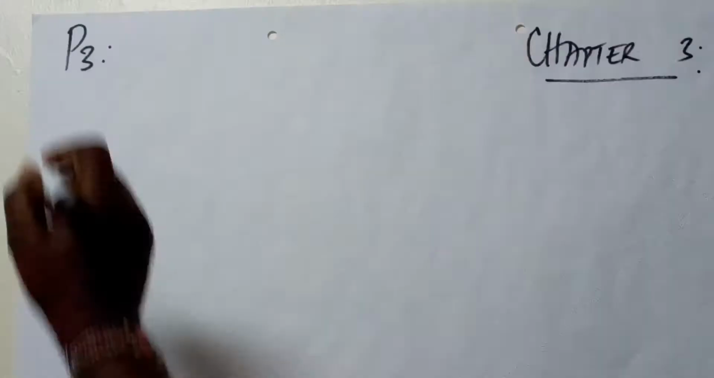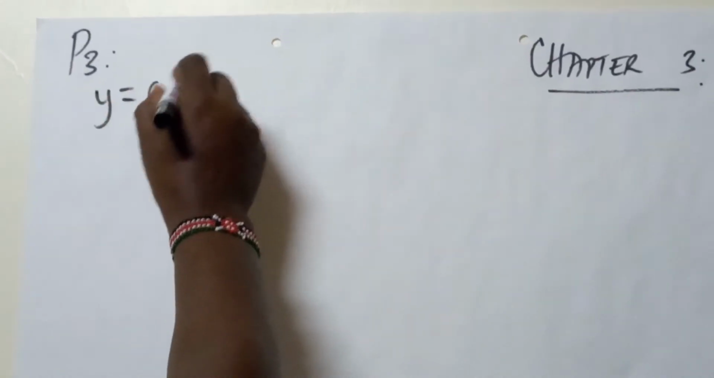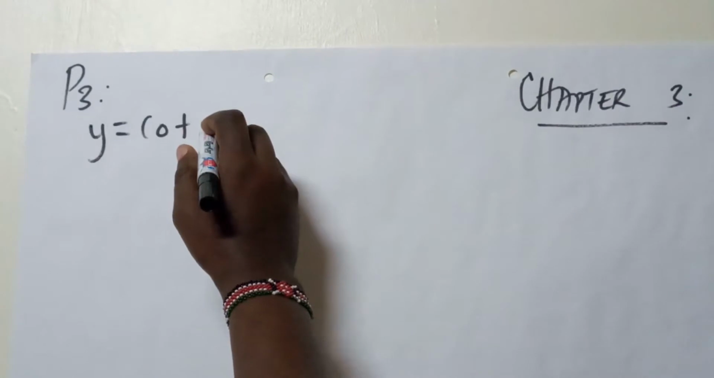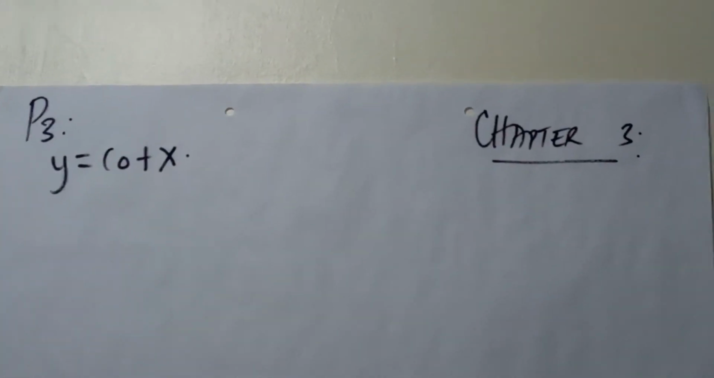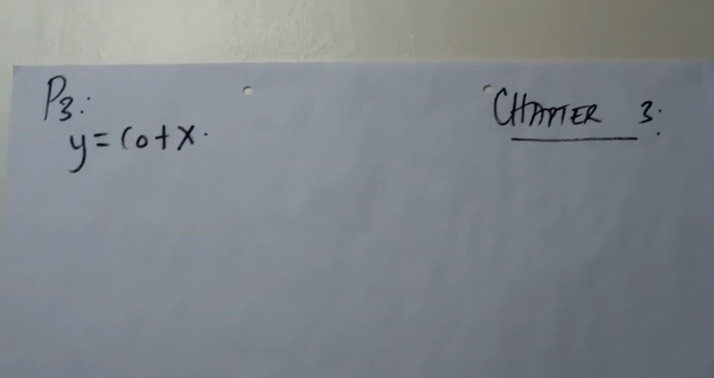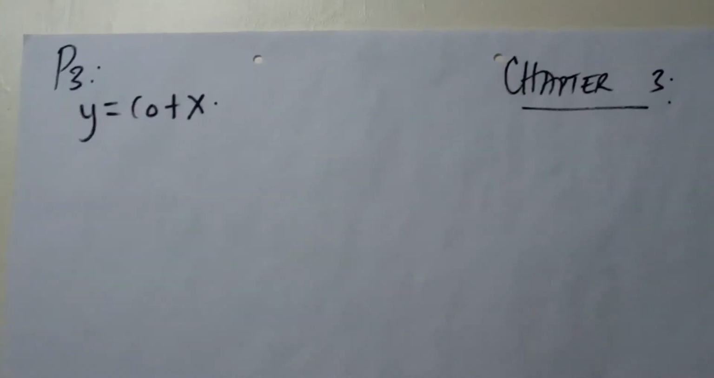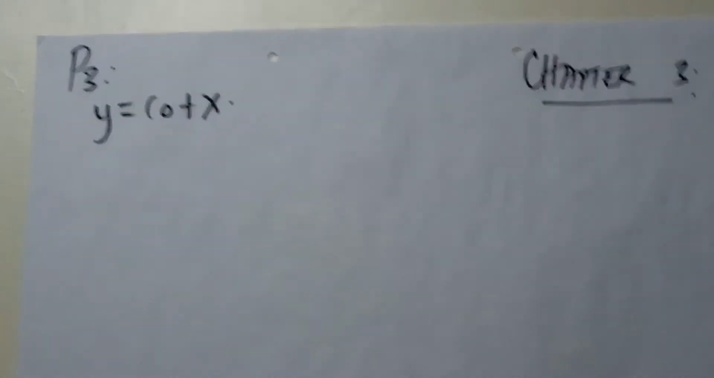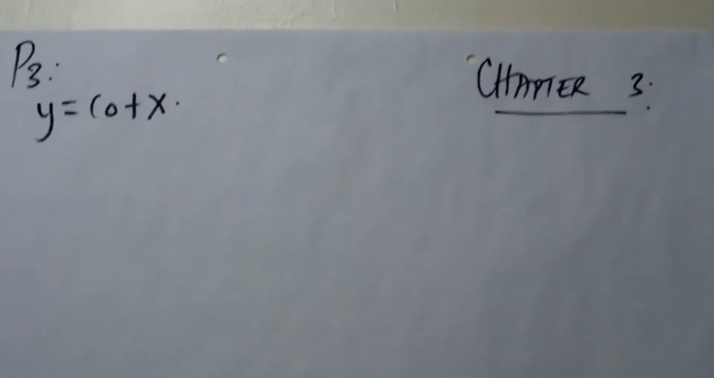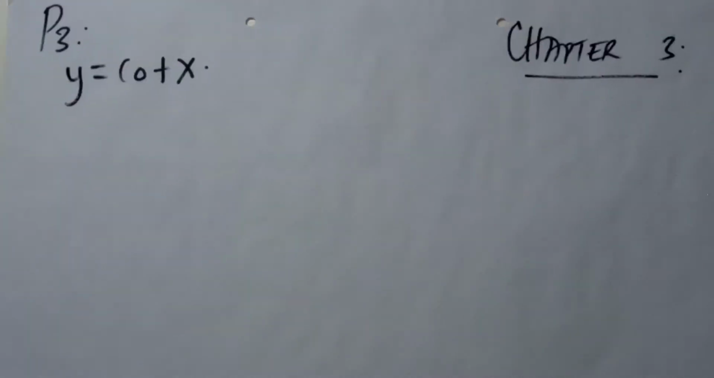y is equal to the cot of x, where x is a real number. It has a period of 180 degrees or pi radians. It has a vertical asymptote at all the values of x for which the tangent of x is 0.